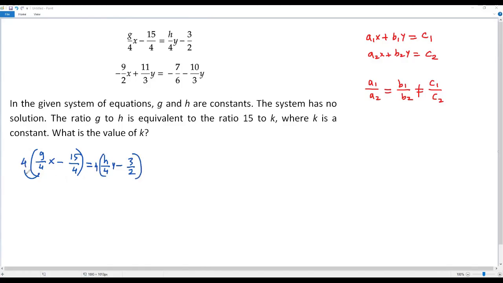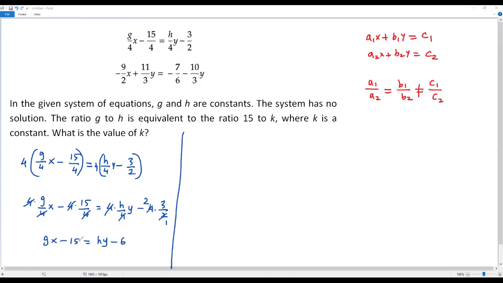Now we can distribute this 4 to this one and this one. Then I'm getting 4 times g over 4 times x minus 4 times 15 over 4 equals, we can distribute this 4 to this one and this one, 4 times h over 4 times y minus 4 times 3 over 2. Okay, here this 4 will cancel out, here 4 will cancel out, here 4 will cancel out. 2 goes into 2 one time and 2 goes into 4 2 times. We have gx minus 15 equals hy minus 6.